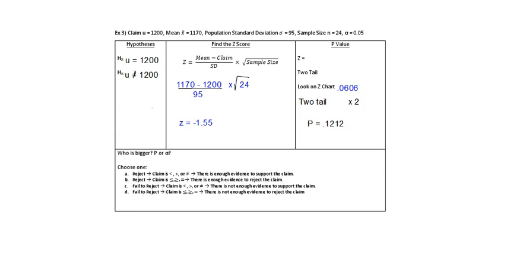Okay, now that we got our answers, let's make a decision. P is equal to 0.1212. Alpha is equal to 0.05. And by the looks of it, P is bigger again. So that means we're going to fail to reject. And since the claim was an equal sign, it looks like we're going to choose D again. All right, very good. Let's do some more.